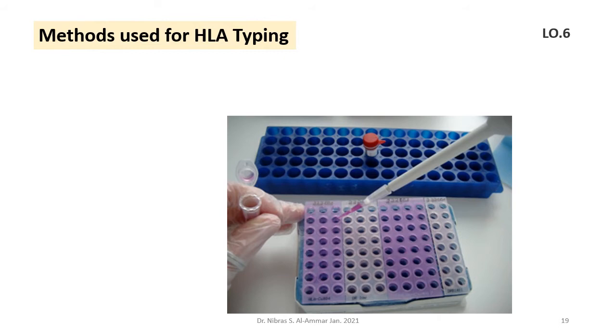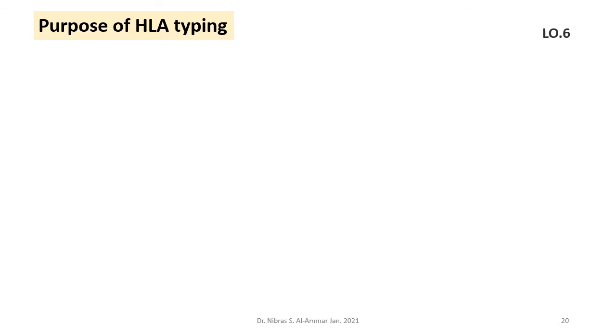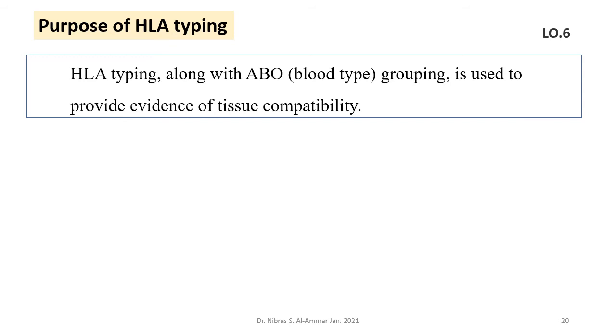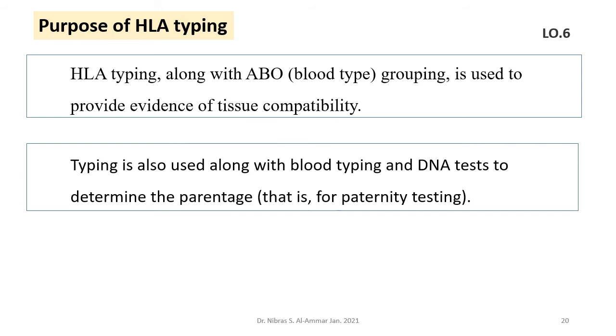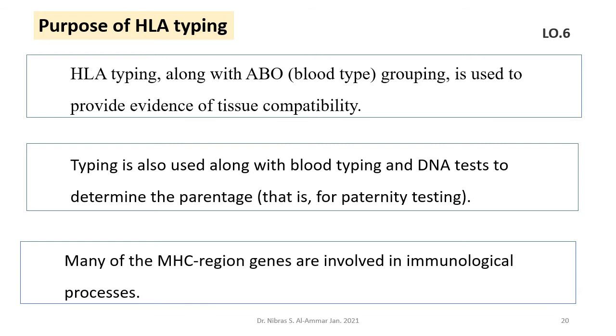Now let us discuss the methods used for HLA typing. Why do we type HLA? What are the reasons for that? HLA typing along with ABO blood type grouping is used to provide evidence of tissue compatibility, of course. Typing is also used along with blood typing and DNA tests to determine parentage, that is, for paternity testing. Many of the MHC, major histocompatibility complex, region genes are involved in immunological processes.